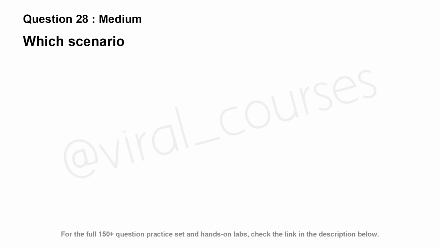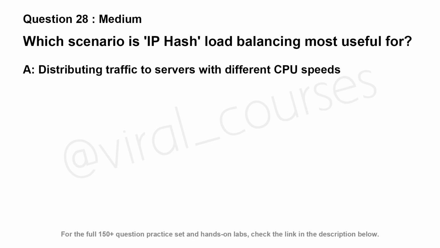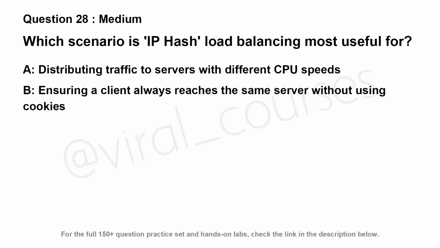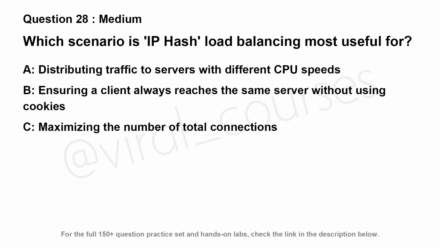Which scenario is IP hash load balancing most useful for? Option A, distributing traffic to servers with different CPU speeds. Option B, ensuring a client always reaches the same server without using cookies. Option C, maximizing the number of total connections. Option D, routing traffic based on the URL path.